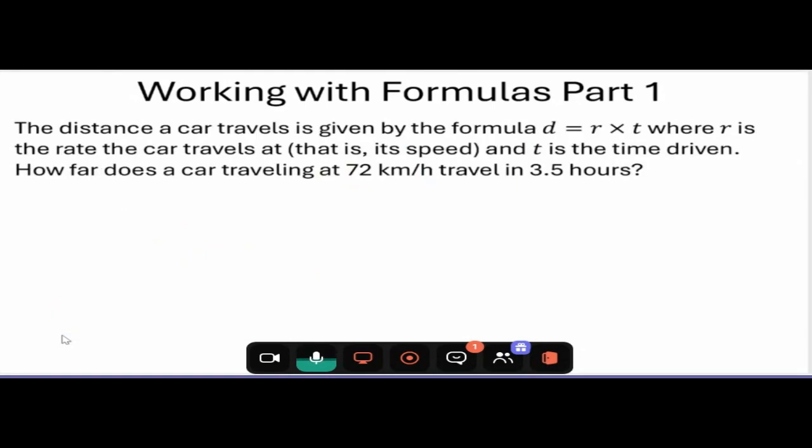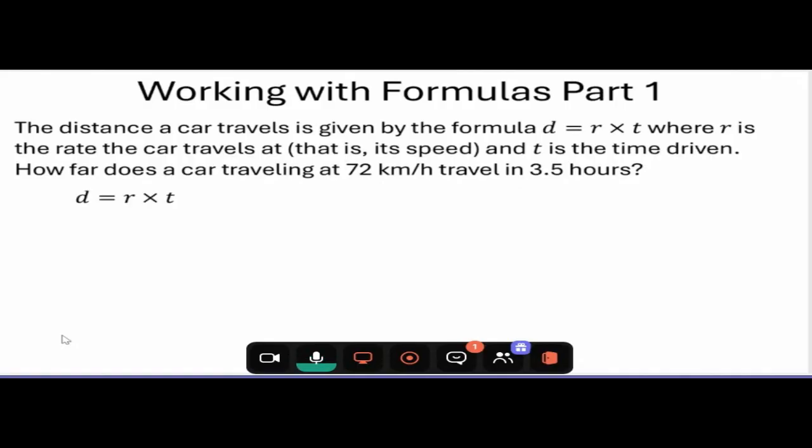We're going to look at a car one here. So the distance a car travels is given by the formula d equals r times t, where r is the rate that the car travels, in other words, its speed, and t is the time that you drive. So if you are going at 72 kilometers an hour for 3.5 hours, how far did you go?